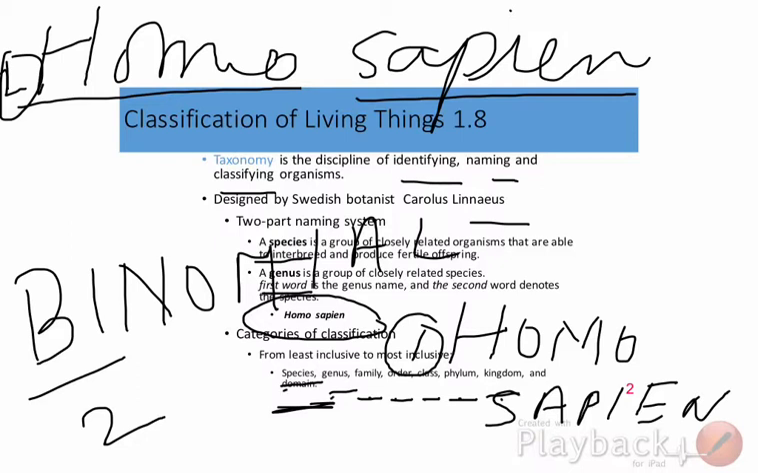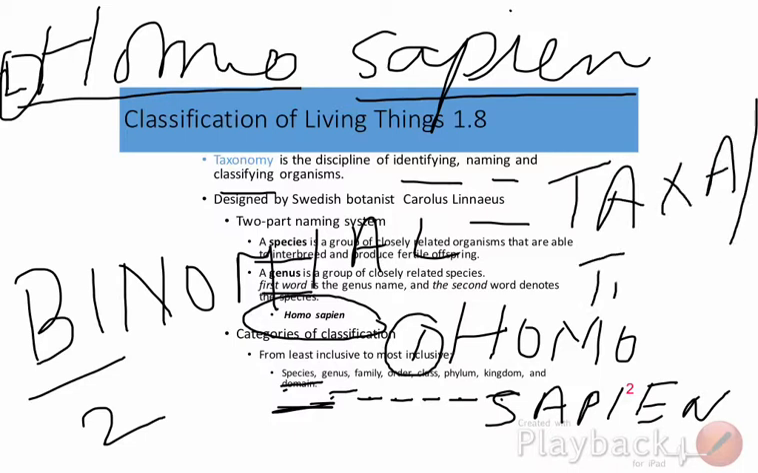So here's another definition for species. Species, we can say, is the smallest group. Now we don't call it group, we call it taxa, or taxon. One is singular, one is plural. So the species is the smallest taxon, or taxa, and domain is the biggest taxa, or taxon.